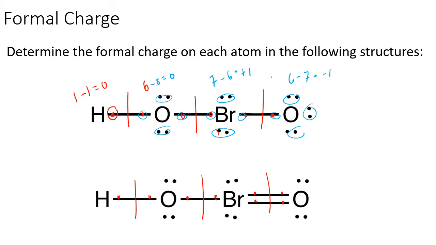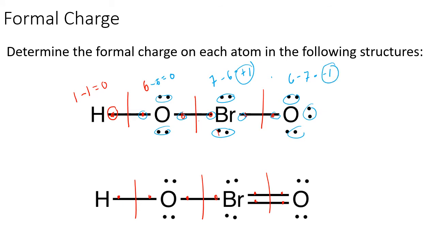So in the top molecule, we do have 2 atoms with a 0 formal charge, and our bromine has a plus 1, and bromine's quite electronegative, so it's not really great for it to have a positive formal charge. And then our outer oxygen has a negative 1 formal charge.